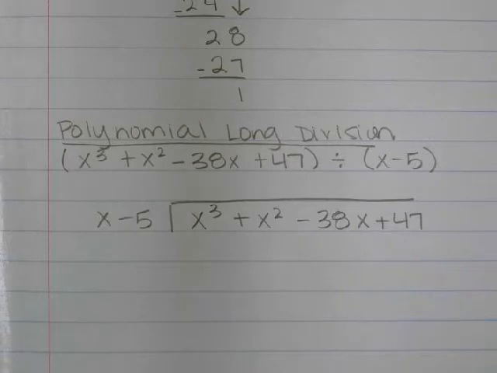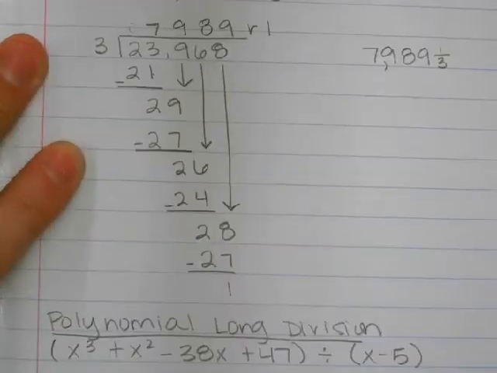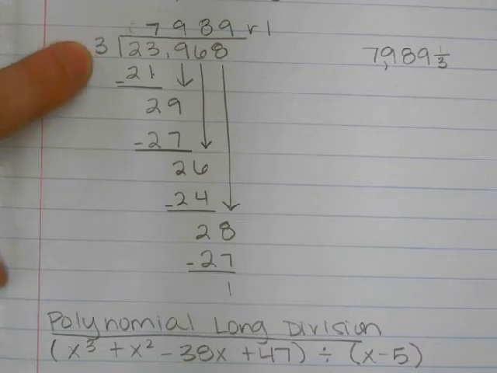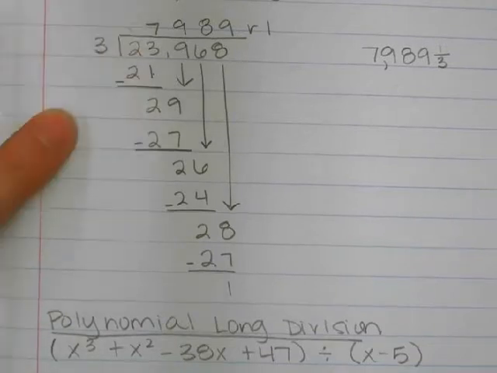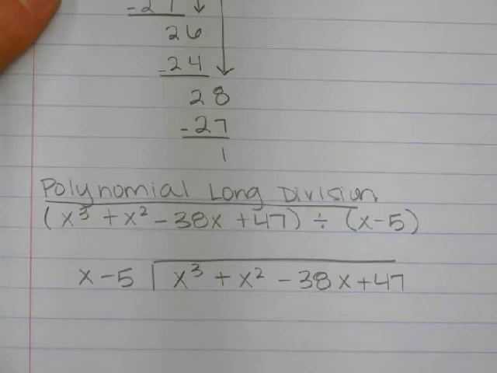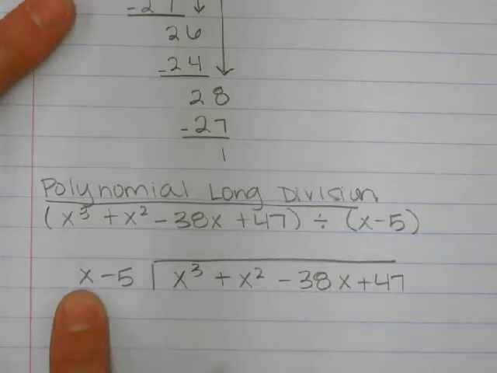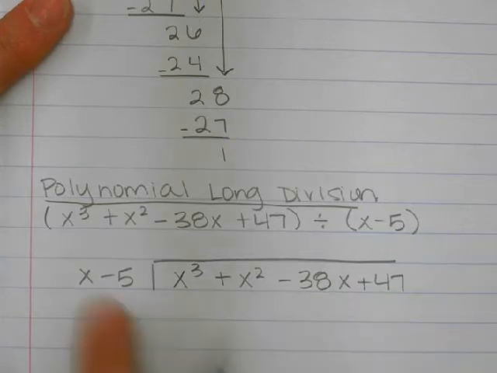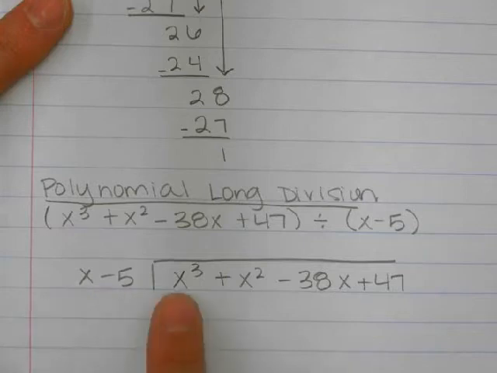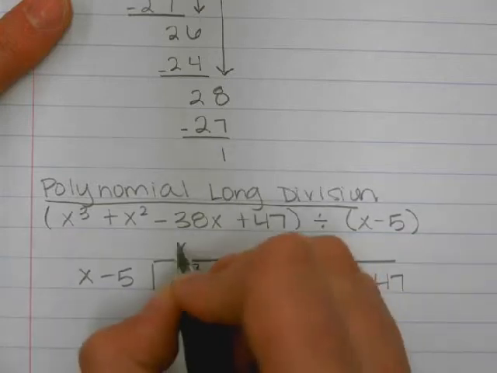There's just one part that we're going to word a little bit differently. So in the beginning here, I said, how many times does 3 go into 23? And we're going to word that differently. We're going to ask ourselves, what should I multiply x by to get x to the 3rd? And then other than that, the process is the same. So if you think about it, x needs to multiply by x squared to give you x to the 3rd. So we're going to put an x squared on top.